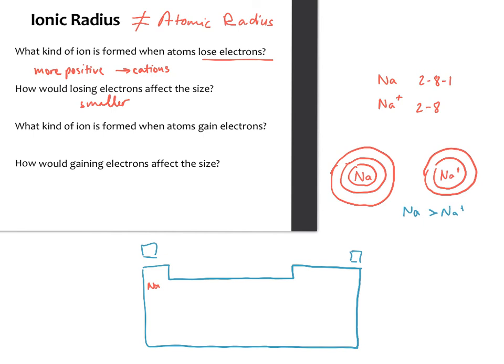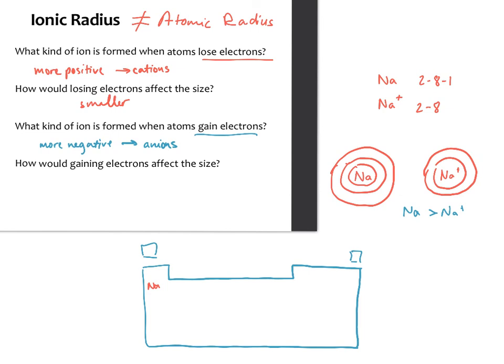Now let's talk about the anions. Oh, well, I spoiled it already. What kind of ion is formed when you gain electrons? So you become more negative. Therefore, you're anions, because it looks like the word onions, and I don't like onions when they're raw. Looks like onions.